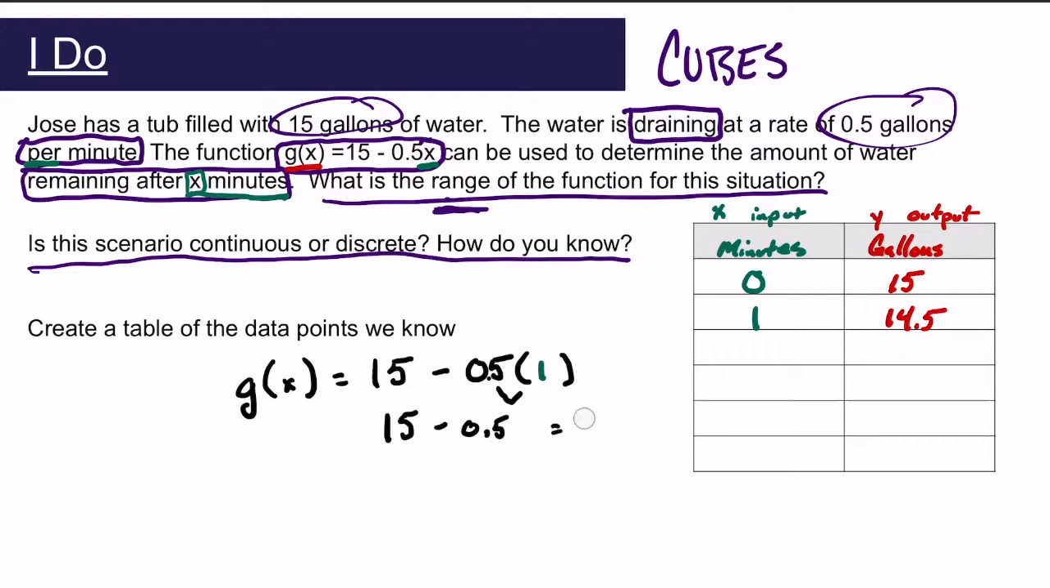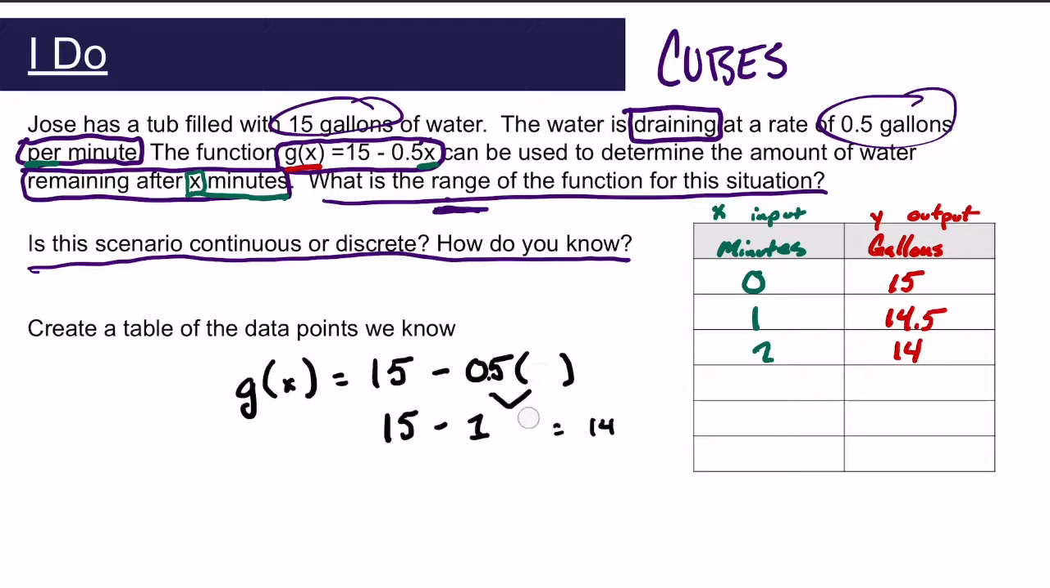What about 2 minutes? 0.5 times 2 is 1. 15 minus 1 is 14. So we know after 2 minutes, there is going to be 14 gallons remaining. You may already see a pattern popping up, but we're going to put a few more numbers in there. I'm going to do 2 more numbers, and then everyone should know that pattern by now. And then we'll skip to the end so we can start figuring out our range.